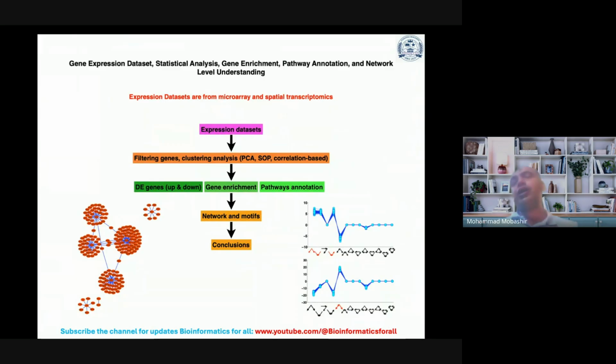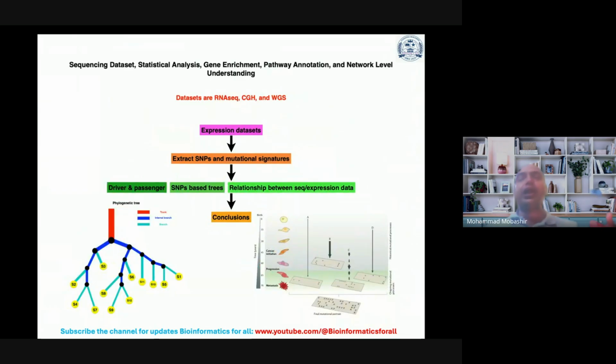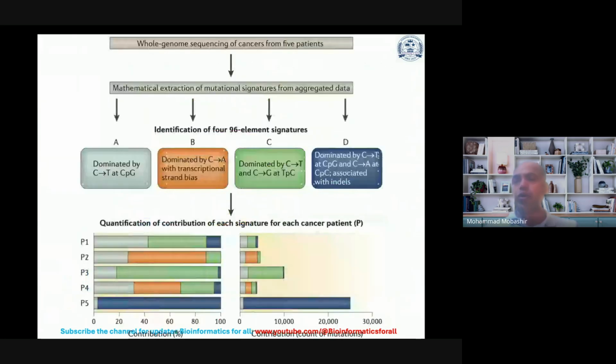In the same way, if you have gene expression data, then how can you proceed in addition to gene expression, enrichment analysis, pathway enrichment analysis, and network level understanding? You need to integrate all this information, and then you are considered a systems biologist. Now it comes to mutational data or CGH data or whole genome sequencing data. In the same way it works.